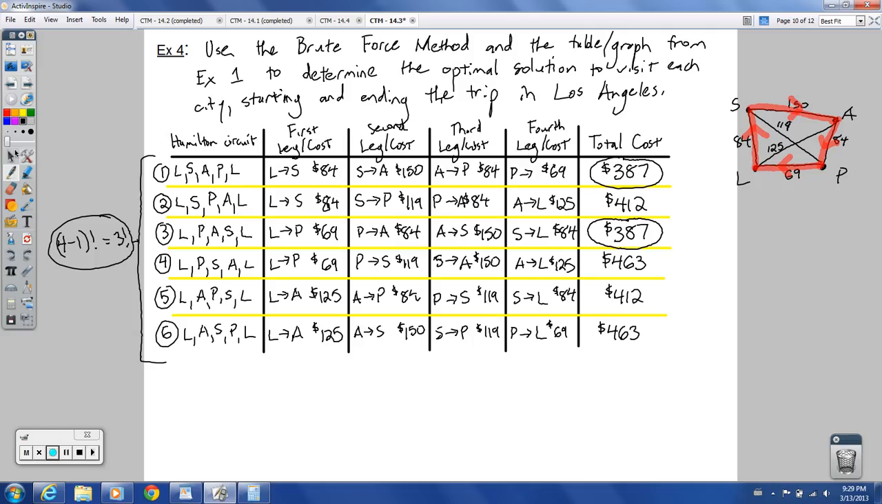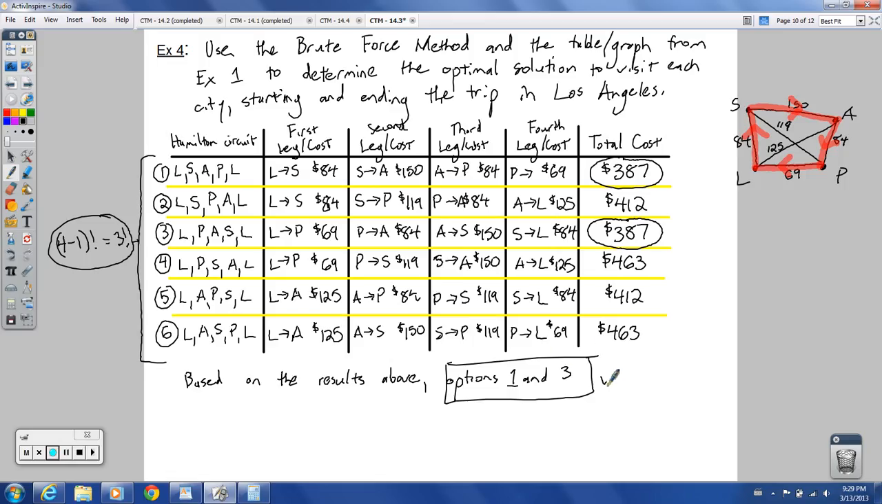Yay! So based on the results above, and since I've numbered my options, I can say options 1 and 3 would be the optimal solution. Or in other words, that is to say, least expensive.